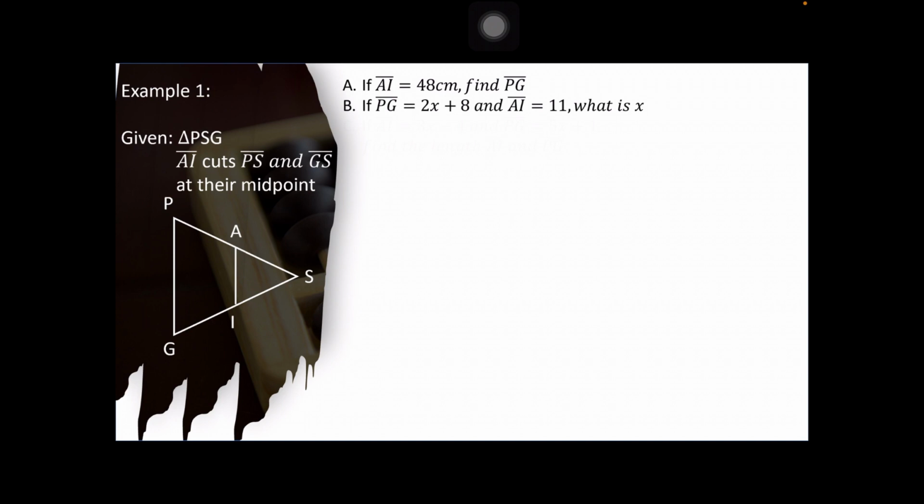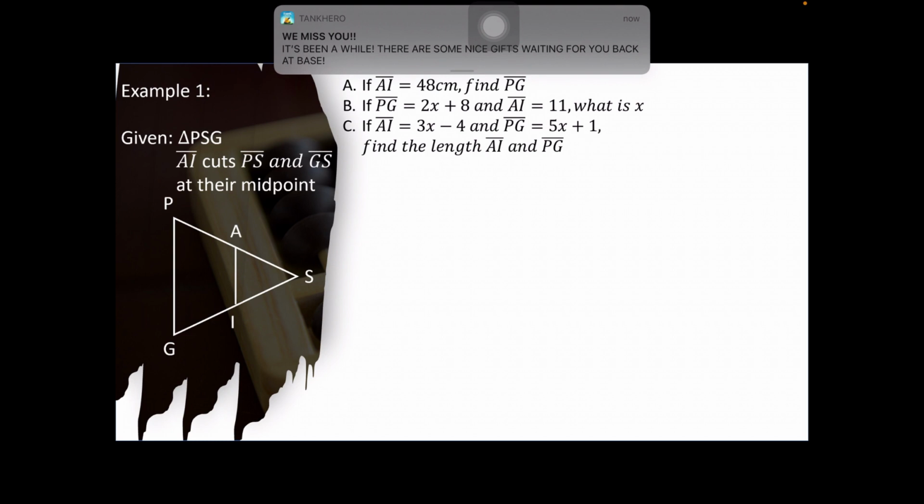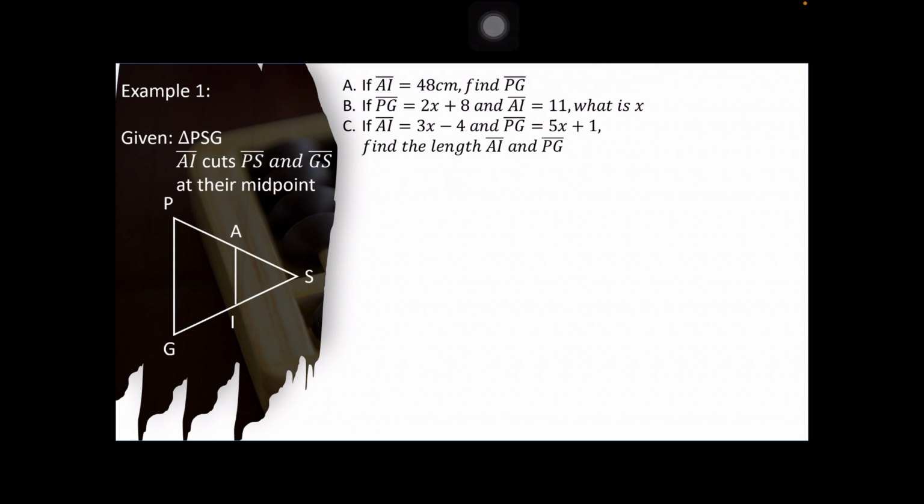Letter B, if segment PG is equal to 2x plus 8 and segment AI is equal to 11, what is x? Letter C, if segment AI is equal to 3x minus 4 and segment PG is 5x plus 1, find the length of segment AI and segment PG. Now, this is the formula. AI is equal to 1 half PG.